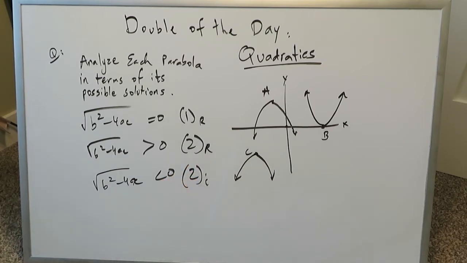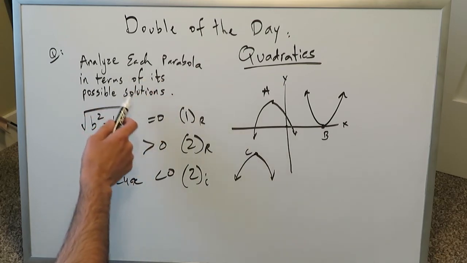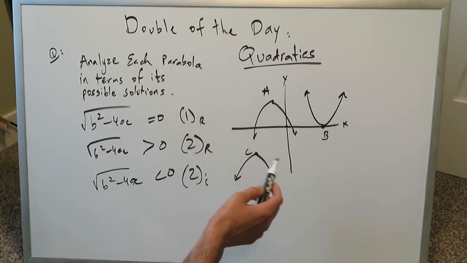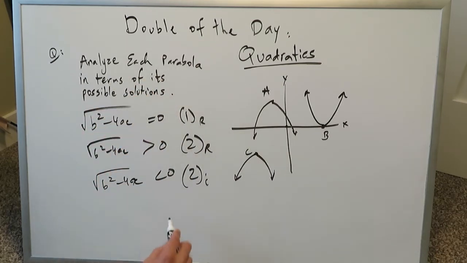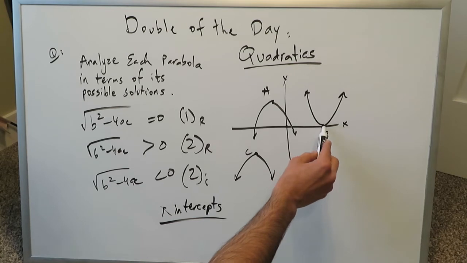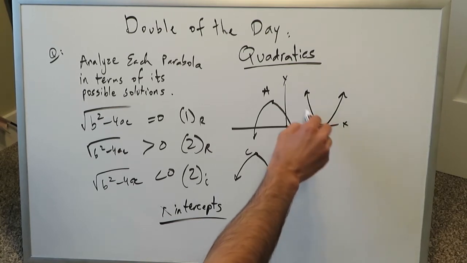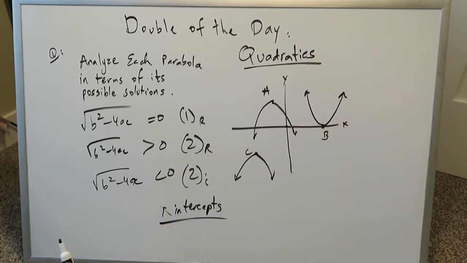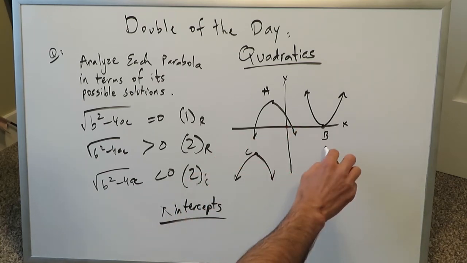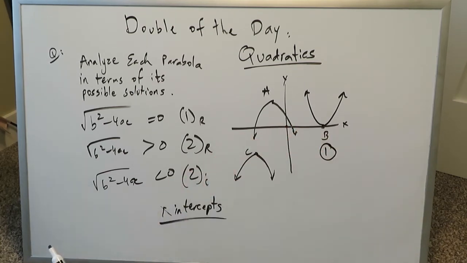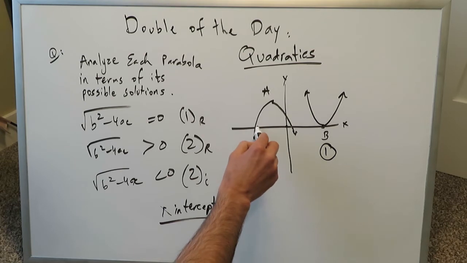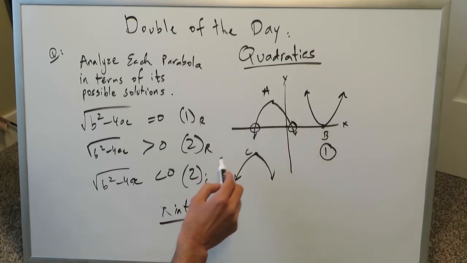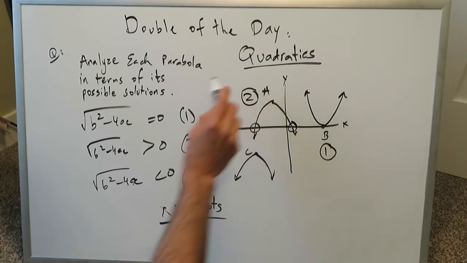How you handle this question right here, analyzing each in terms of its possible solutions, you just have to look at the x-intercepts. Wherever your curve will intersect the x-axis is how many solutions you have. Here you have a vertex at the x-axis. The parabola b is only touching the x-axis at only one point, so b will have only one solution. A is a downward facing parabola. It intersects the x-axis at 2 points. So this will have two real solutions.